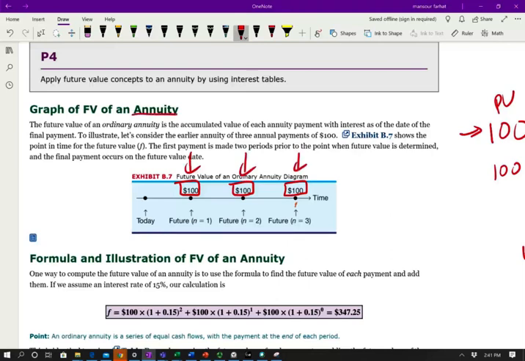Again, if we don't know what an annuity is, it's the same payment at the same interval. So every month, every quarter, semi-annually or annually, you will invest the same amount. What we need to find out is how much all these investments are worth in the future. So the future value of an annuity is the accumulated value of each annuity payment with interest as of the date of the final payment.